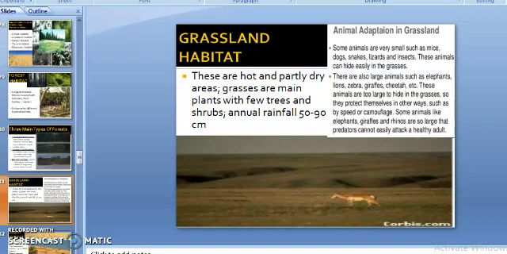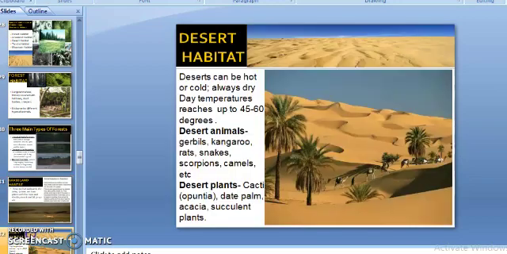Now see, desert habitat. Desert habitat means we are talking about dry places where there is very little rainfall. So in detail we are going to start it in the next video. That is part 3 of chapter 8.